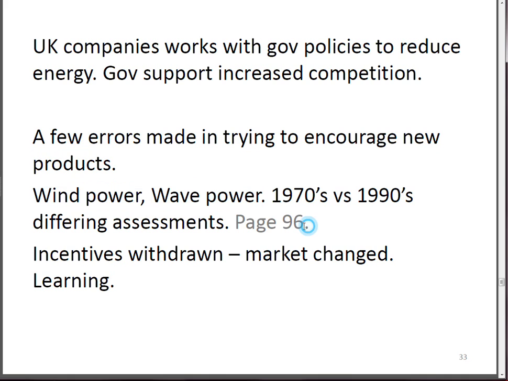The book on page 96 explained the difference in the assessment that government had between the 1970s and 1990s. So we should admit that in the 1970s we saw things differently. We had different knowledge compared to the 1990s. We knew less. Now perhaps we know better, or simply we have a different way of looking at things now. They are different in the assessment when we consider wind power and wave power.